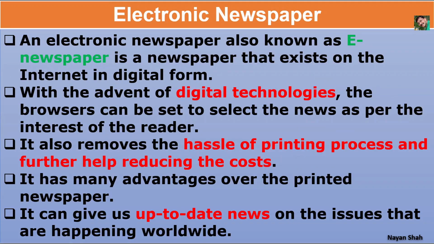Second area is electronic newspaper. An electronic newspaper, which is also known as e-newspaper, is a newspaper which exists in digital form. So the newspaper or the magazine which is available digitally online, not physically but in digital form, is called e-newspaper or electronic newspaper.